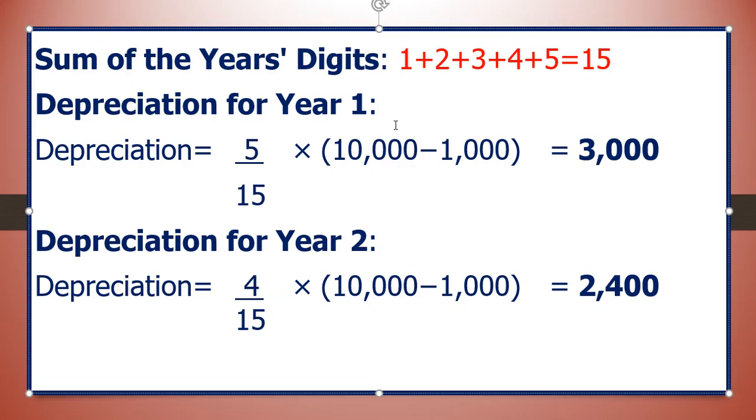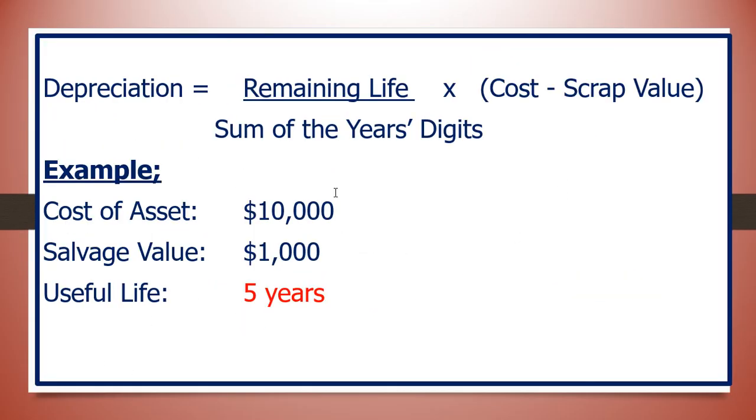So depreciation in year 1, I want you to pay attention here, will be the remaining life, because in year 1 we still have a full useful life of the asset as 5 years, divided by the sum of digits. The sum of digits is 15 as computed, because if you add up all the years, we get 15. Then times the cost of the asset minus scrap, as given to us here, because they told us that the cost is $10,000 and the salvage value is 1,000.